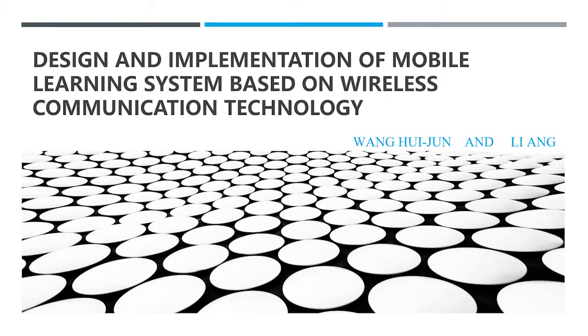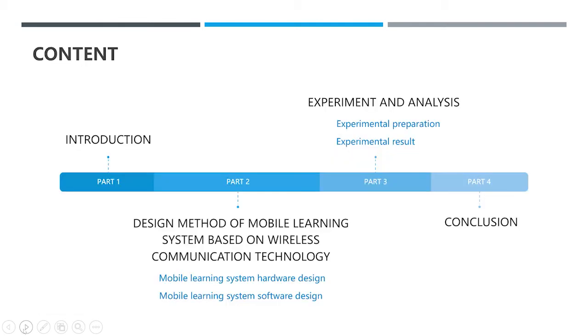This is my honor to be here to introduce my paper to everyone. My paper is Design and Implementation of Mobile Learning System Based on Wireless Communication Technology. There are 4 parts in my paper. Part 1, Introduction. Part 2, Design Methods of Mobile Learning System Based on Wireless Communication Technology, which includes Mobile Learning System Hardware Design and Mobile Learning System Software Design. Part 3, Experiment and Analysis, which includes experimental preparation and experimental result. Last part of four is conclusion.